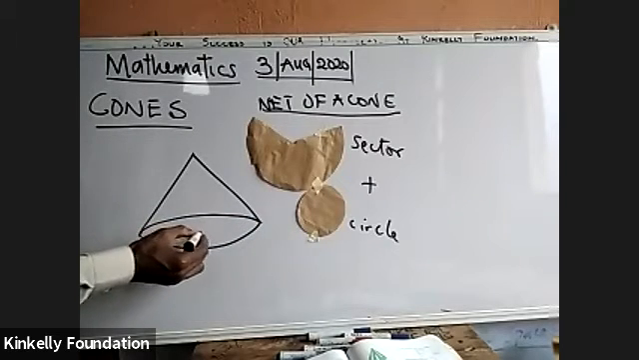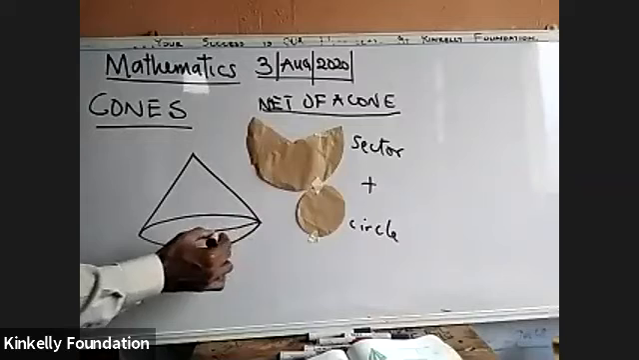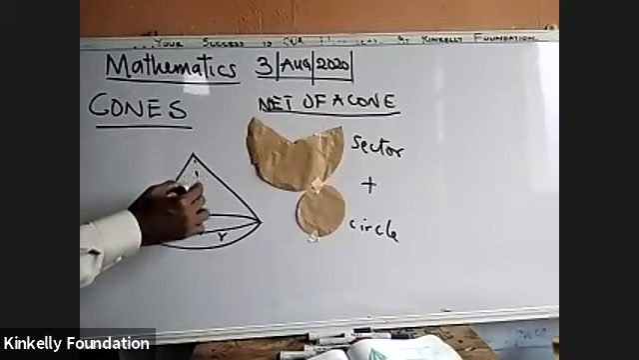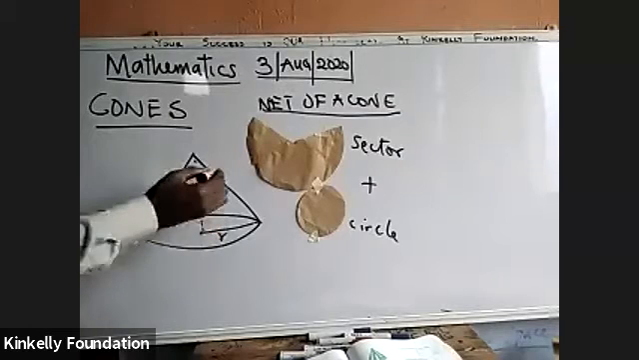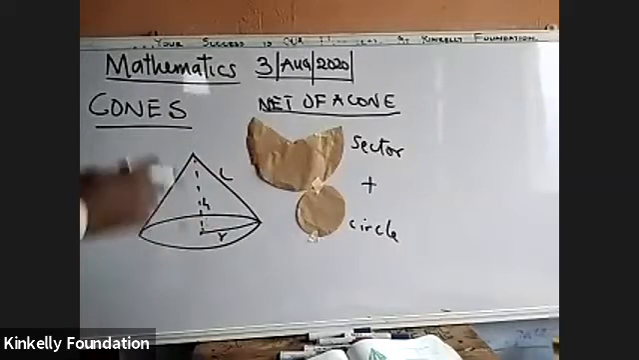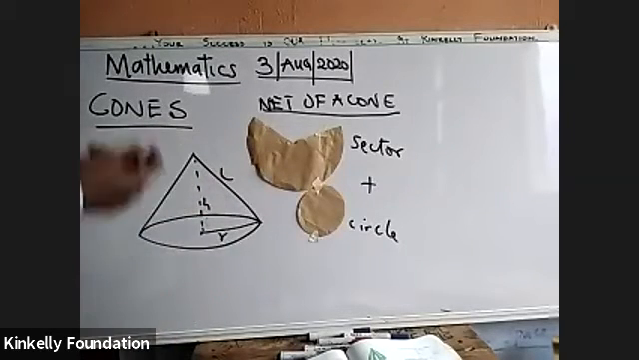Now, when you want to calculate, we have it drawn like this. This is the circle. We have the radius. This is the height, which is inside. Now this is the length of the cone, which we call the slant length of the cone.